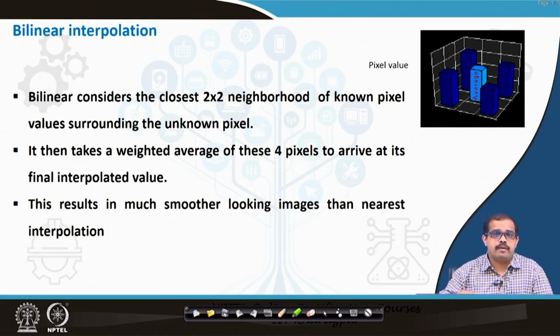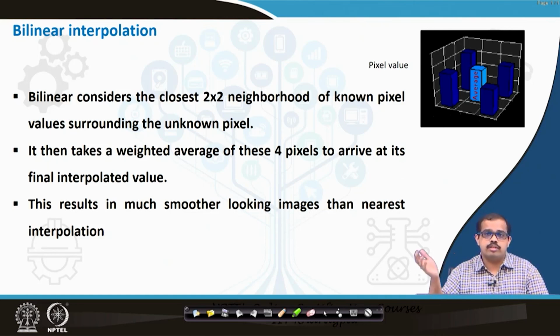Whereas, when you are looking at bilinear interpolation, it considers the closest 2 cross 2 neighborhood, which means a 4 neighborhood. I am speaking about raster data, okay, surrounding any of the unknown pixel. So, it takes a weighted average of these 4 pixels as its final interpolated value. The result is smoother looking images than the nearest interpolation. So, this is smoother.